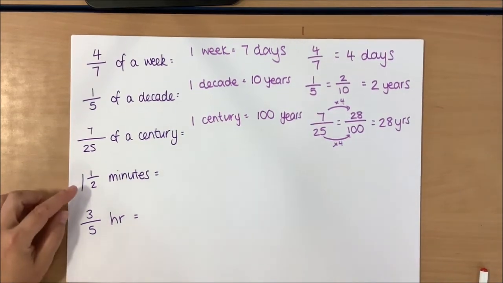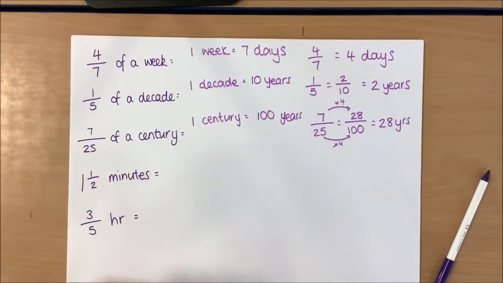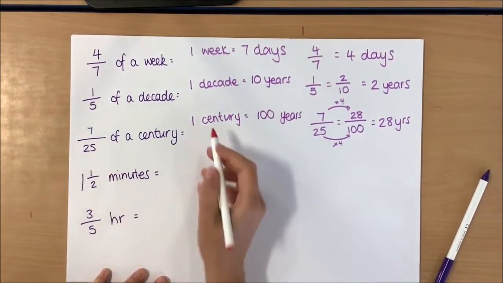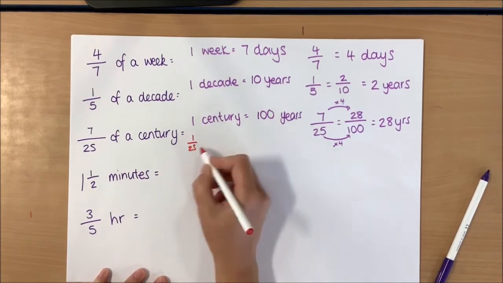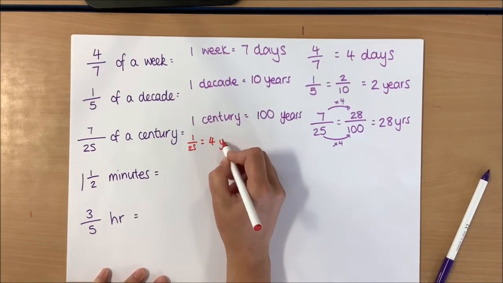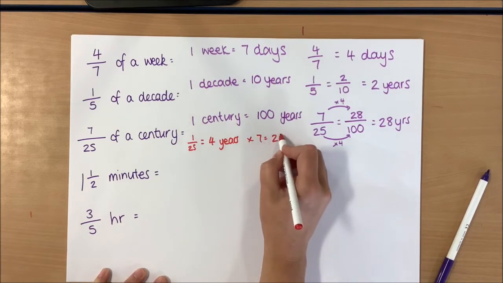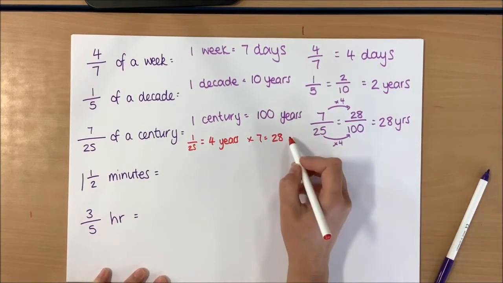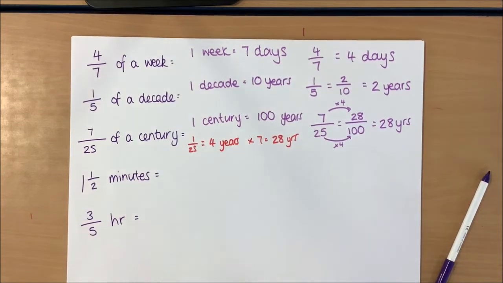Okay, we're going to do one with a mixed number. Actually, first of all, another way of doing this is you could have worked out 1/25 of a century. 1/25 of a century is going to be 100 divided by 25. So you could say, well, that's 4 years, and then times it by 7 to get 28. Just showing you a different way of doing it there, okay?